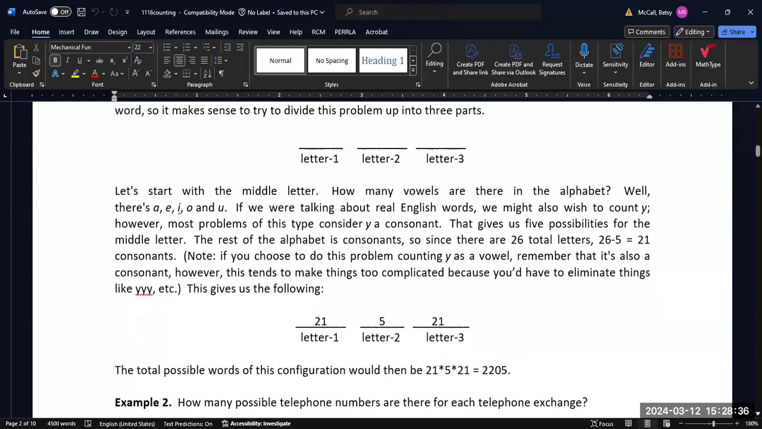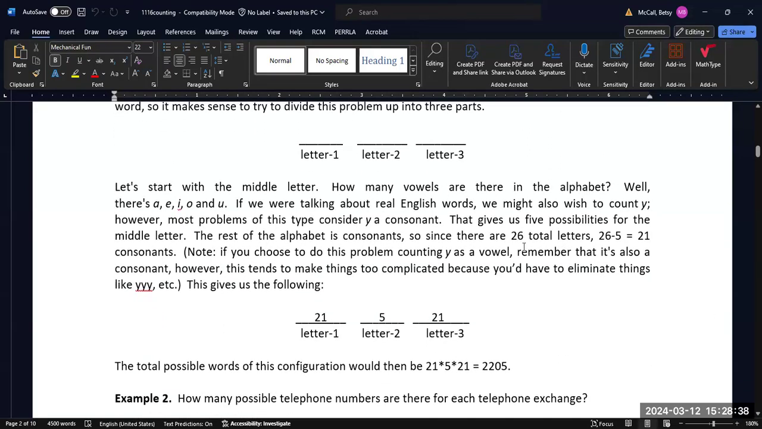Now, we do have some words in English that count Y as a vowel. However, for this type of problem, you generally should consider Y a consonant because that's what it does most of the time. It's technically sort of halfway in between, but we want to be able to eliminate things like Y, so no overlaps. Therefore the consonants would be the remaining letters in the English alphabet. There are 26 total letters, and if 5 of them are vowels, that leaves us with 21 consonants.